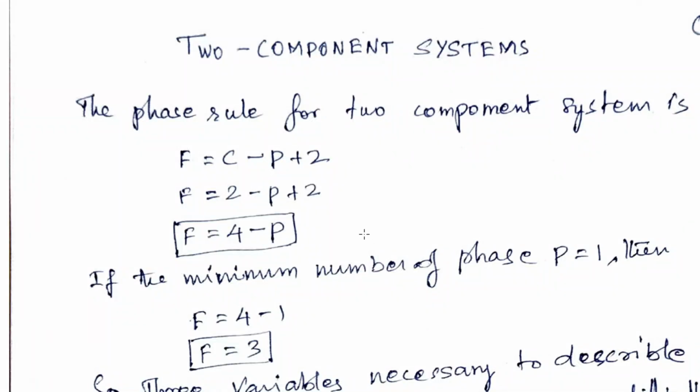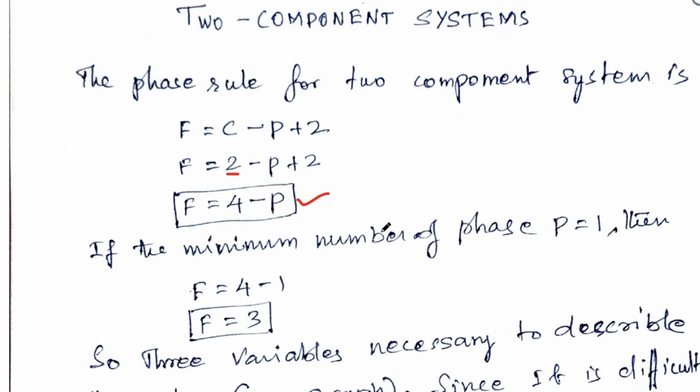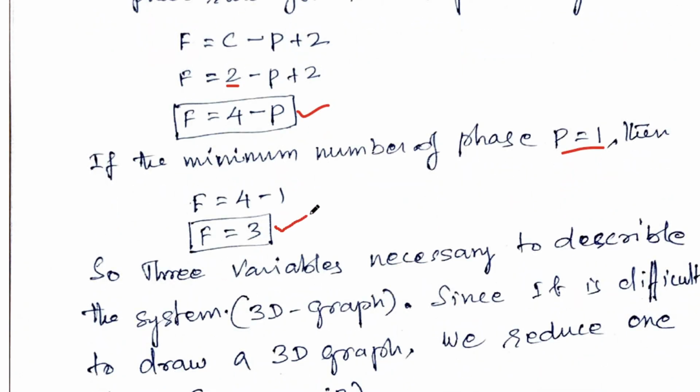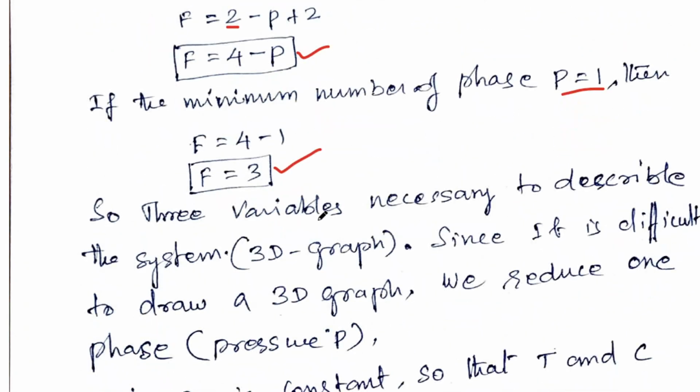Dear students, today we shall see the two component system in phase diagrams. Let us take the phase rule, that is F is equal to C minus P plus 2. In that, if you apply the component that is 2, the phase rule becomes 4 minus P. If you apply the minimum condition, that is number of phases equal to 1, in that situation the degrees of freedom becomes 3, which means there are 3 variables you have to describe the system completely. That means you have to draw a 3D graph.